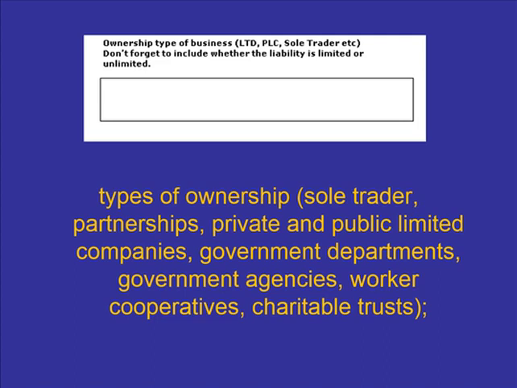So just to recap, in this ownership section, I want to know what type of ownership. Is it a sole trader, a partnership, a private limited company, a public limited company, a government department or a government agency, a workers' cooperative or a charitable trust? Franchise isn't on there, and I know that at least 1 or 2 of you have done franchise, so don't be frightened of putting franchise on.